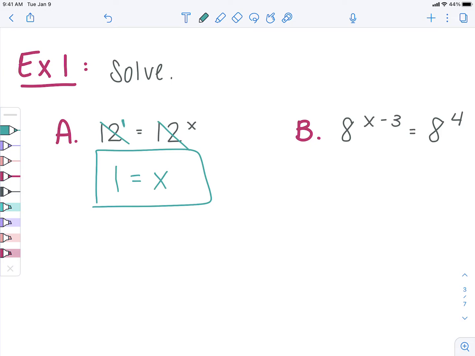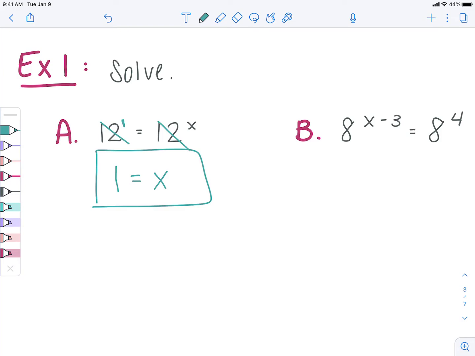So for some reason, that one always panics everyone because they overthink it. And it is really that straightforward. Once the bases are the same, they can go away. And we just want to know that the exponents are equal to each other and solve the exponents. Because if the bases are the same, that property tells us that the exponents have to be equal. So we're just setting the exponents equal and solving.